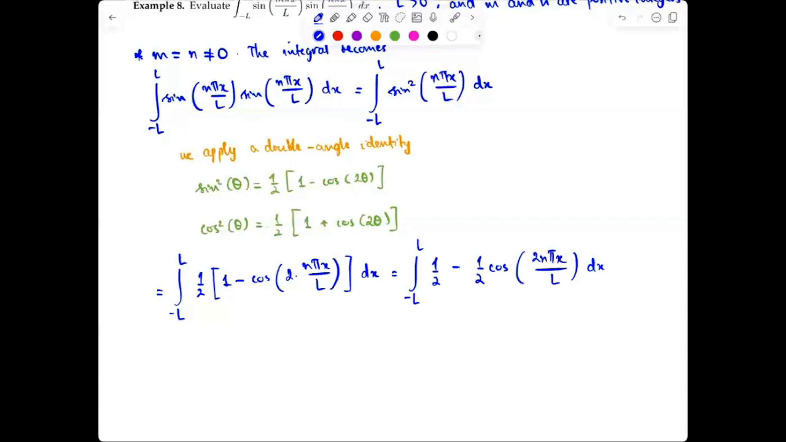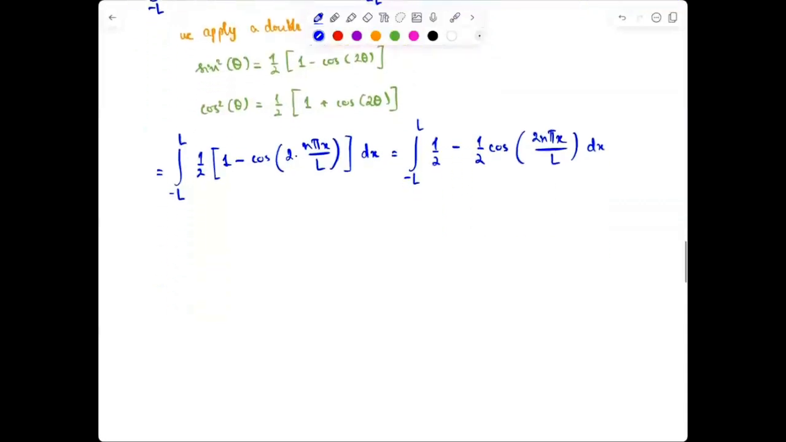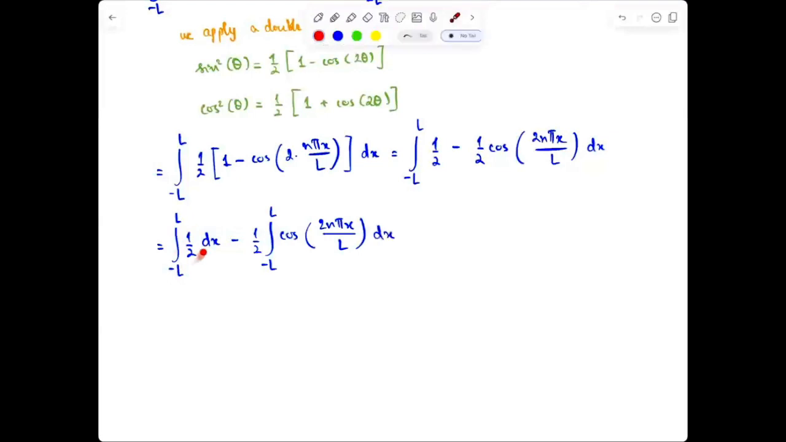And here from one integral, you can separate it into two different integrals. One is the integral from negative L to L of 1/2 dx, minus 1/2 times the integral from negative L to L of cosine of 2n pi x over L dx. So this integral is straightforward to evaluate.